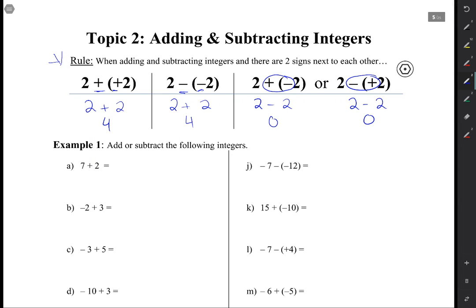So the rule to remember is that if you have two of the same signs right next to each other, it doesn't matter if they're positive signs or negative signs, those switch to a positive sign here. If you have two of the different signs next to each other, then it changes to a minus sign. So now let's go through some of the questions below here.